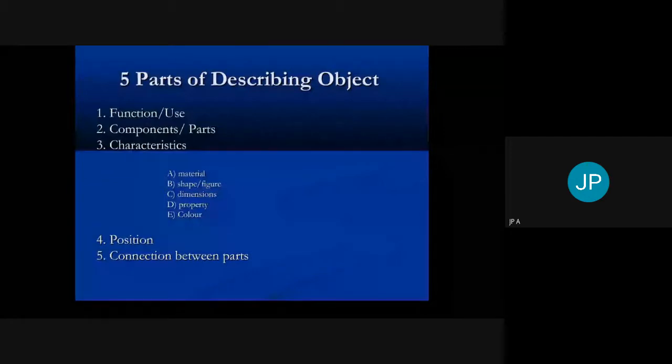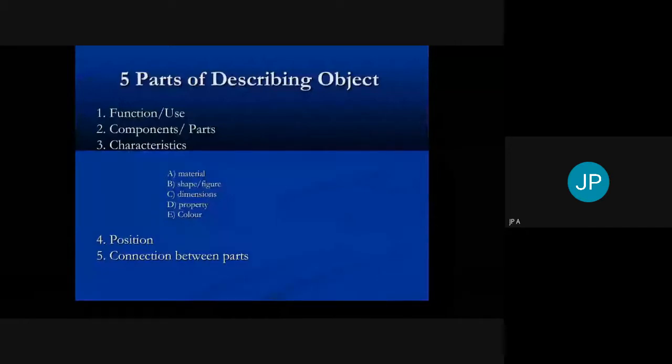Then what do we say? Then we talk about their properties. What kind of thing is it? Sometimes it may be fragile. Sometimes it may be hard, soft, rough, smooth. All these things are called properties of the object. These are also possible descriptions of the characteristics.